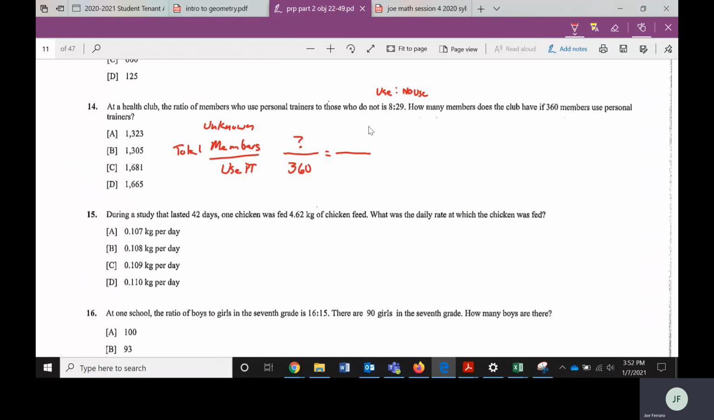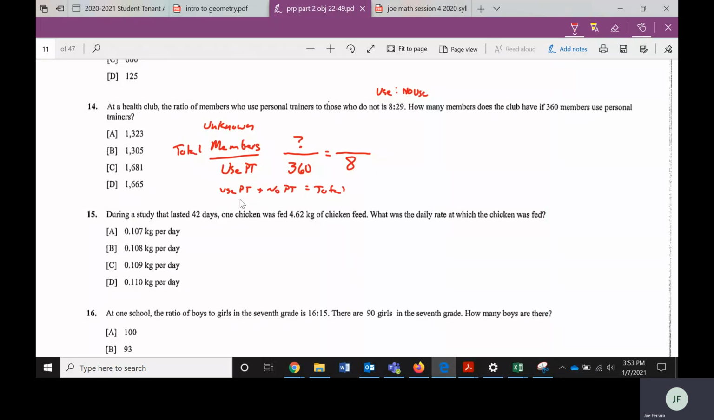Now again, it might be tempting to write 8 over 29 or 29 over 8. But remember, this is use and don't use. So remember, we need members and use. So we do have the use number. The 8 will go down here because in our known pair, there's 8 that use personal training. But now total, well, if you just think about it, if you take the people that use PT and the ones that don't use, that'll give you your total.